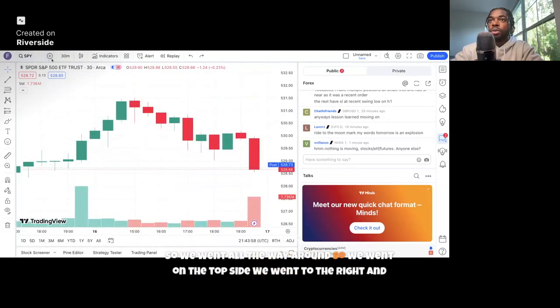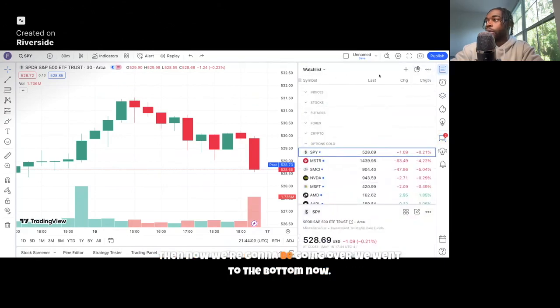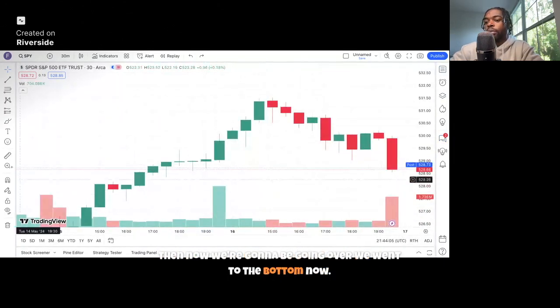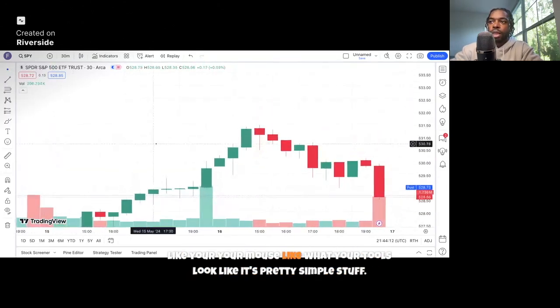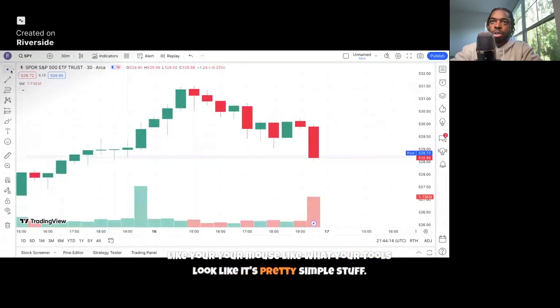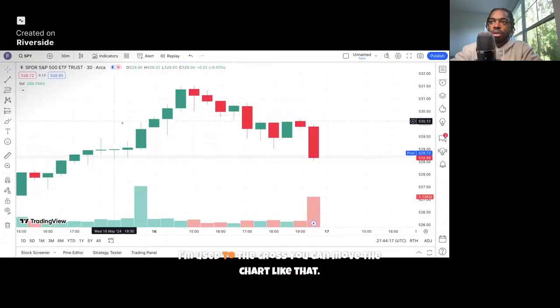So we went all the way around. We went on the top side, we went to the right, and then we went to the bottom. Now we're going to be going over to the left. So the first section here, this is just like your mouse, like what your tools look like. It's pretty simple stuff. I like the cross. I'm used to the cross.